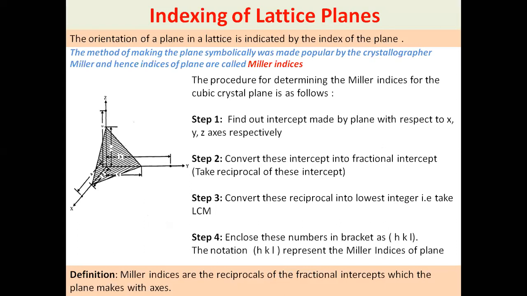With the help of this diagram, we can study the indexing of lattice planes. The orientation of a plane in a lattice is indicated by the index of the plane. The method of designating the plane symbolically was made popular by the crystallographer Miller, and hence the indices of a plane are called Miller indices.